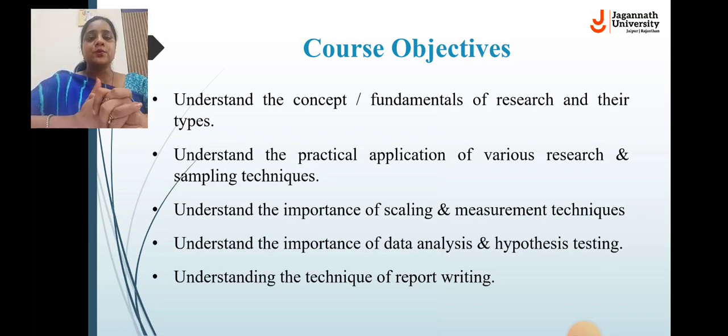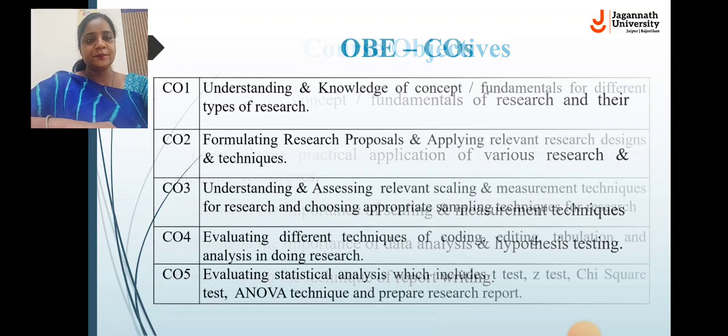So basically, the course objectives are, first, to understand the concepts and fundamentals of research and their types; to understand the practical application of various research and sampling techniques; to understand the importance of scaling and measurement techniques; to understand the importance of data analysis and hypothesis testing; and to develop an understanding about the techniques of report writing. So these are the course objectives: with what objectives this course has been designed, and why we are studying this course in MBA second semester.